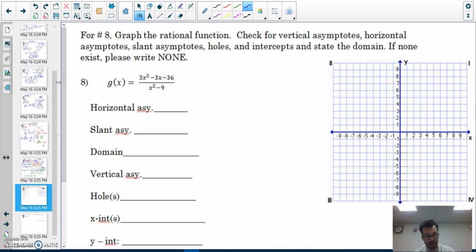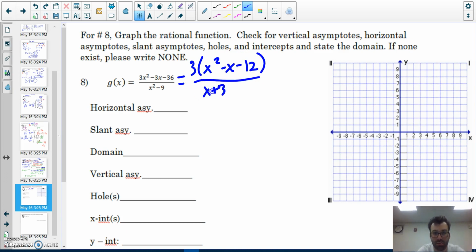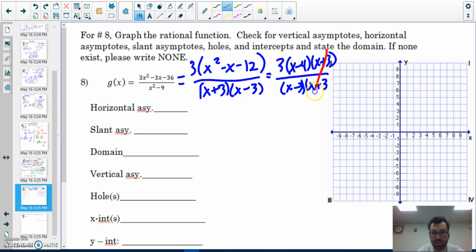Okay. Anyway, alright, we got a rational function here. First thing I want to do obviously is to factor and simplify. So I'm going to take out a 3 and have x squared minus x minus 12 over x plus 3 x minus 3, alright, equals 3 times x minus 4 x plus 3 all over x minus 3 x plus 3. Okay, so my x plus 3's cancel, which means I'll have a hole at negative 3.